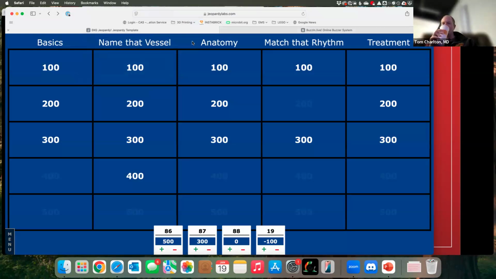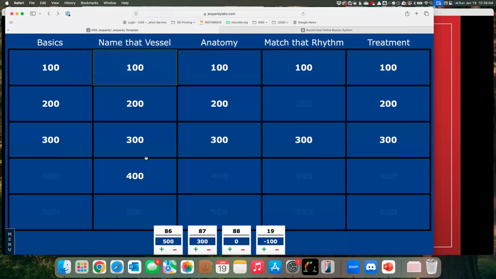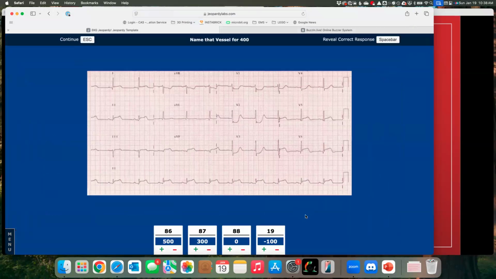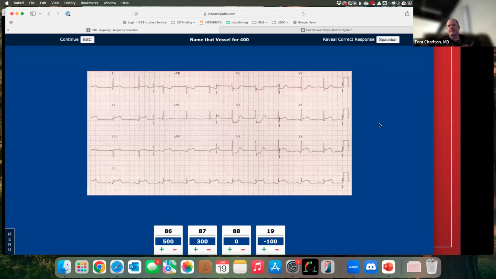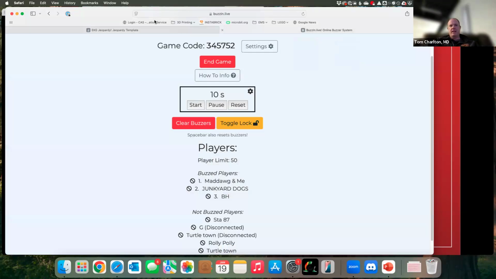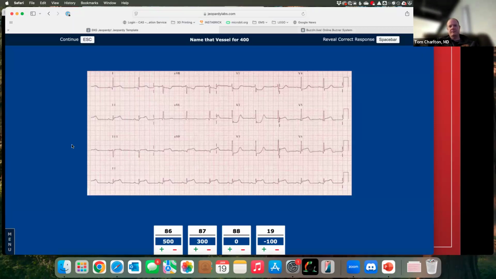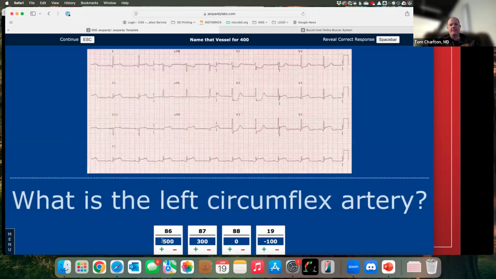19s, you're up again. The vessel 400. What vessel is affected in this? Okay, Mad Dog and me. What is anterior descending? Correct. So the other answer that could be correct is the circumflex as well.